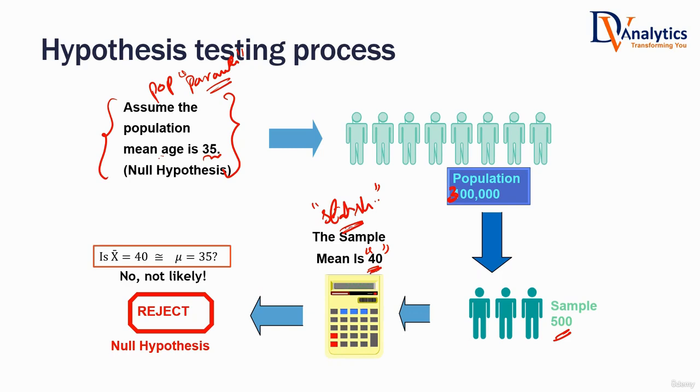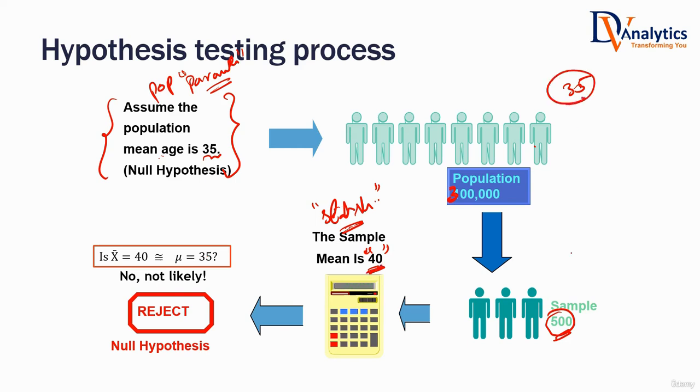The sample statistic value is around 40. Now, if you're taking a sample of 500 from a population where the average is 35, how likely is it that this sample will have an average age of 40? How likely is that? Or not much likely? How likely will this situation happen? It's very, very unlikely, isn't it?